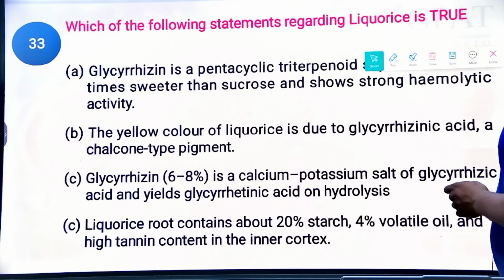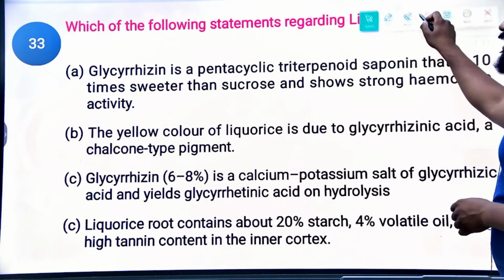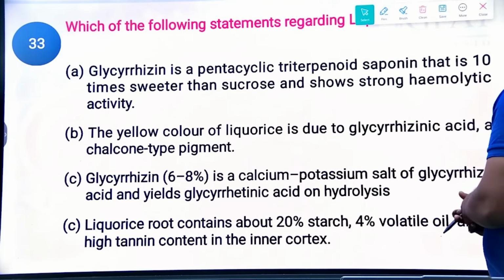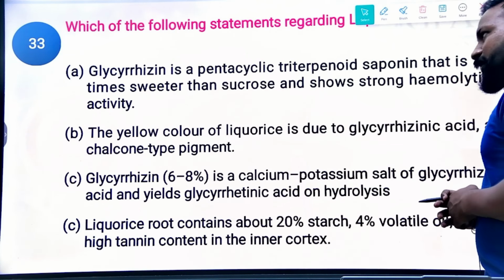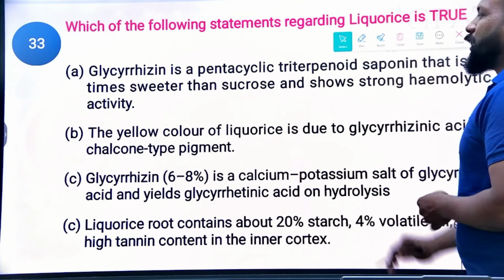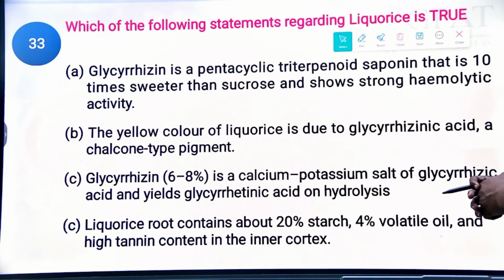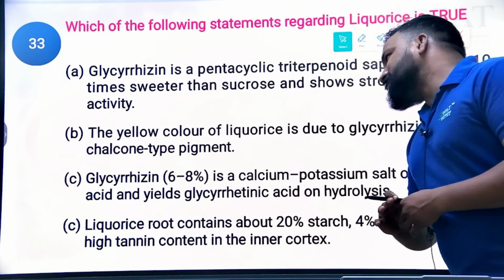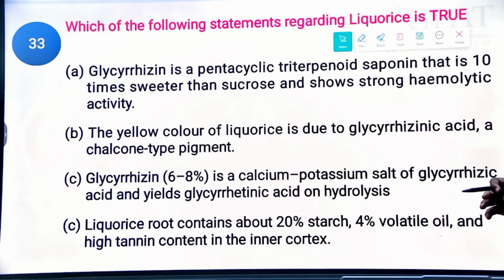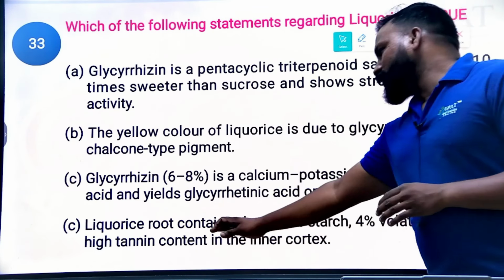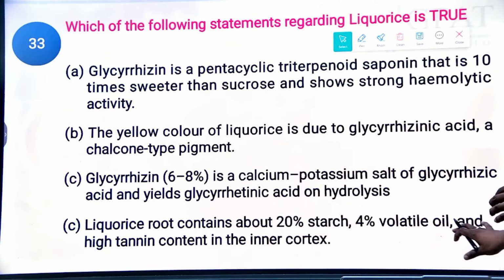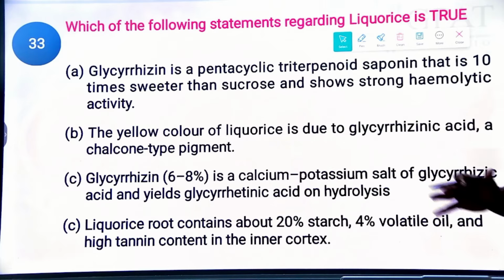Which of the following statements regarding liquorice is true? Glycyrrhizin is a pentacyclic triterpenoidal saponin that is 10 times sweeter than sucrose and shows strong hemolytic activity. The yellow color of liquorice is due to glycyrrhizic acid and chalcone type pigment. Glycyrrhizin, 6 to 8%, is the calcium potassium salt of glycyrrhizic acid and yields glycyrrhetic acid upon hydrolysis. Licorice root contains about 20% starch, 4% volatile oil and high tannin content in the cortex. Which of the following statements is true regarding licorice?